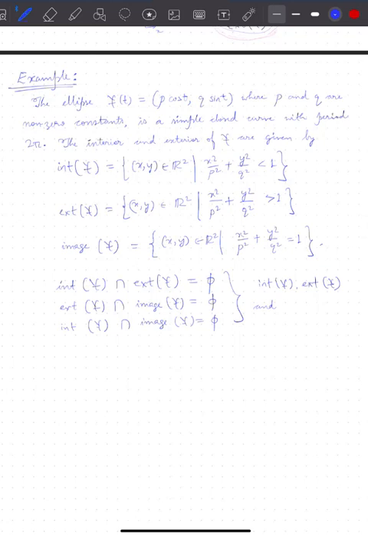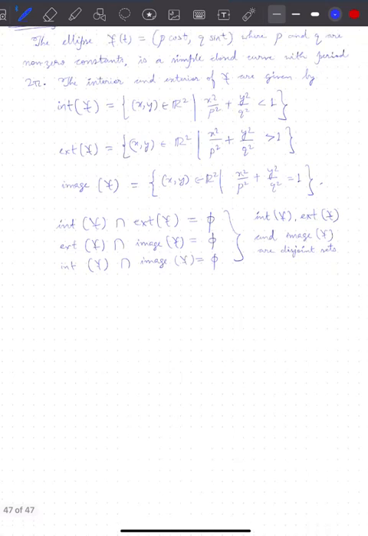Okay, so interior of gamma, exterior of gamma, and image of gamma vector are all disjoint sets. Okay. So with this, let me add a few more theorems, and we will do some mathematical computations today.